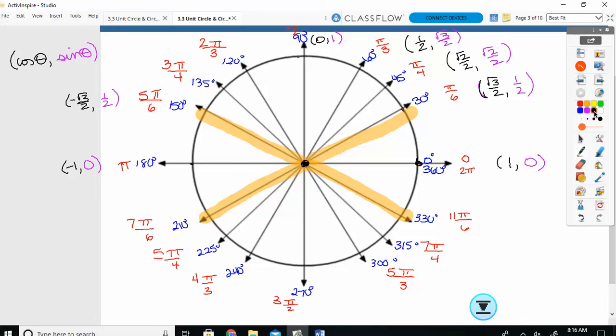The sine is positive in quadrant 2. Okay, so this would be negative radical 2 over 2, positive radical 2 over 2. Negative 1/2, positive radical 3 over 2. If you are in the third quadrant, what's true about x and y? They're both negative. So it's these same 3 ordered pairs, but everything's negative.